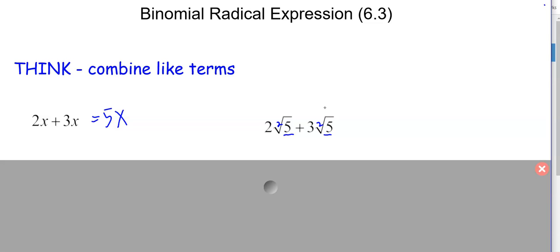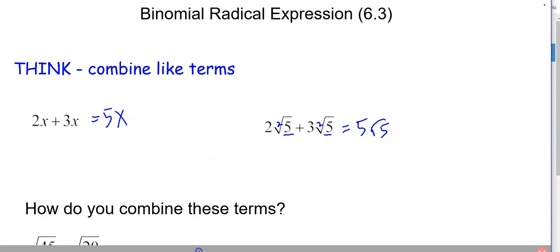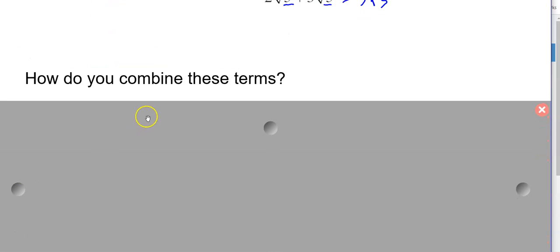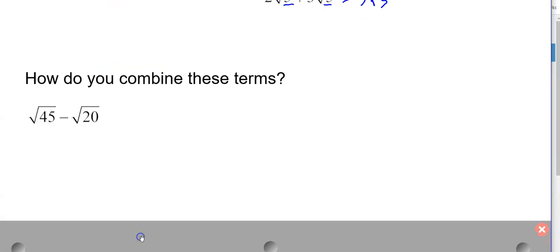So if I give you 2 square root of 5s, give you 3 more square root of 5s, how many square root of 5s do you have? You have 5 square roots of 5. So they're pretty easy to add as long as everything's the same as far as the number inside, the radicand, and the index.